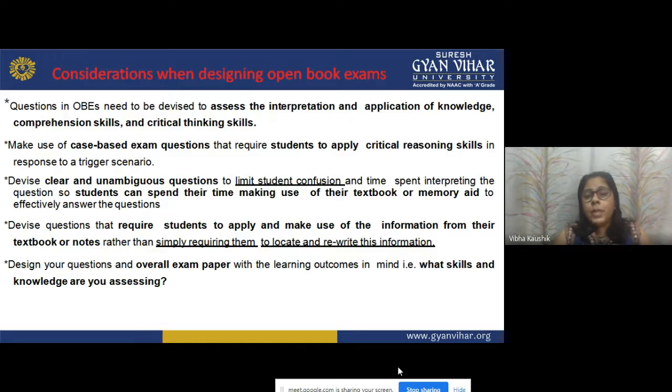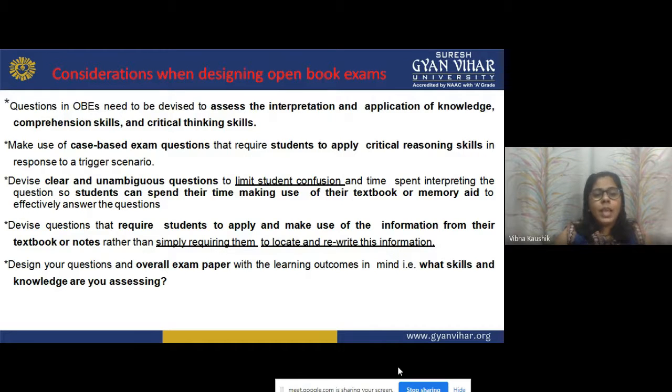Now, considerations when designing an open book exam. What things should be kept in mind when you are designing an open book exam? The first one is that questions in an open book exam need to be diverse to assess the interpretation and application of knowledge, how students are interpreting the information and how they are applying that knowledge. Comprehension skills are the understanding skills and the critical thinking skills. Questions should be based on how students can apply what they have understood, and it encourages critical thinking among the learners.